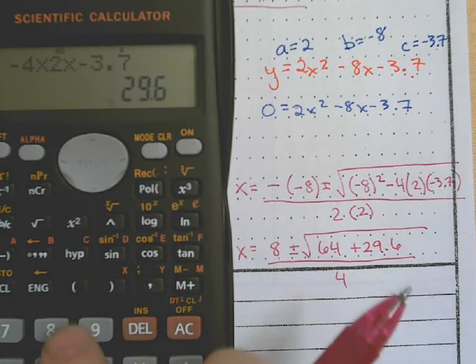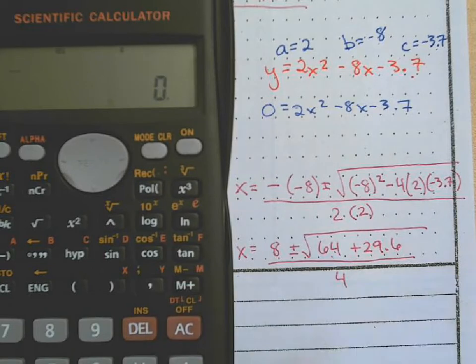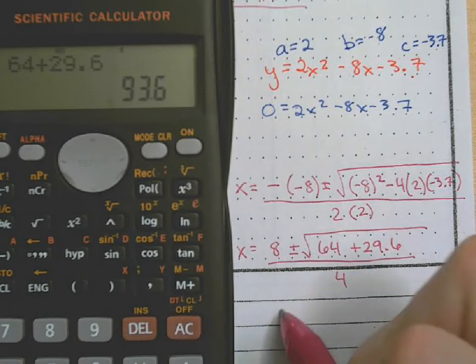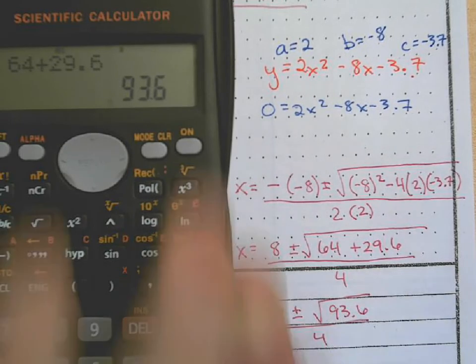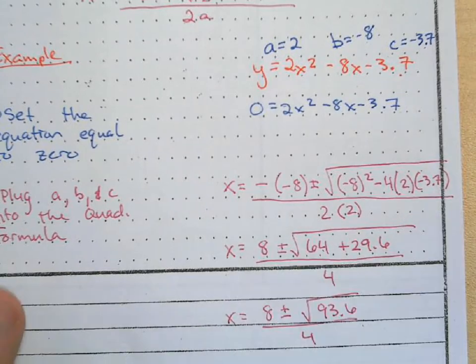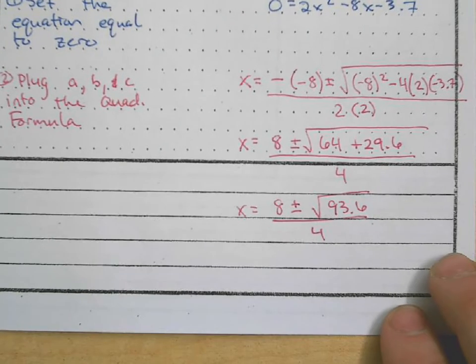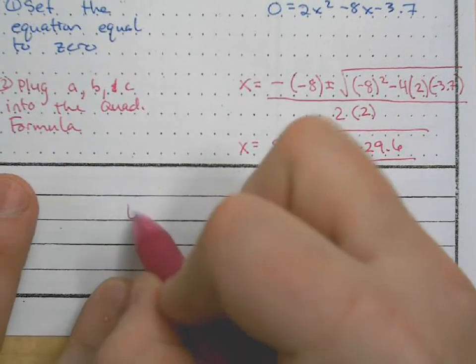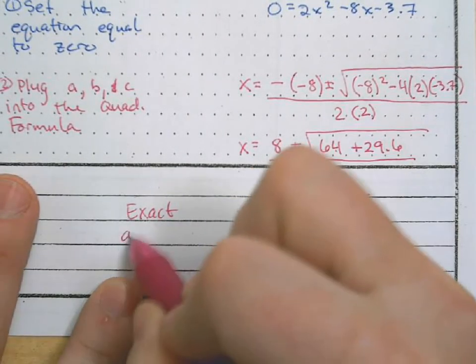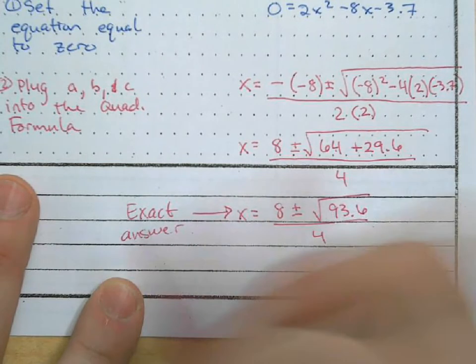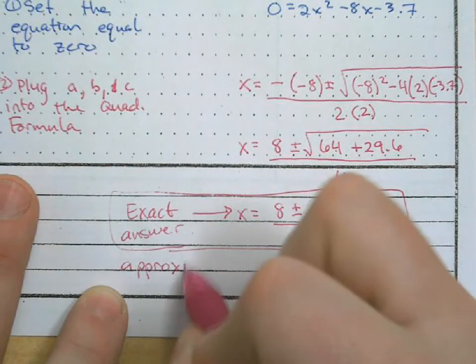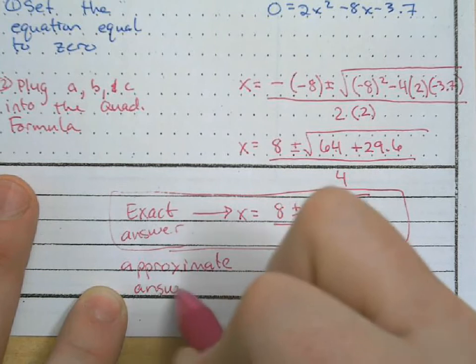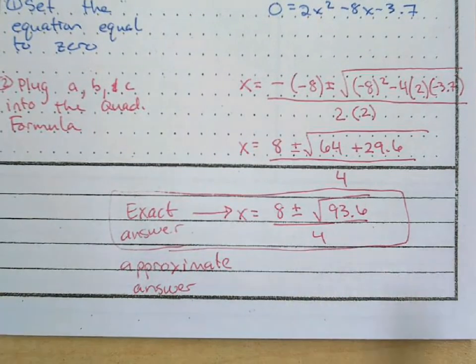Now I'll add these together, and I have 64 plus 29.6 equals 93.6. So we have 8 plus or minus the square root of 93.6 over 4. Now to get my approximate, so this is an exact answer. And then to approximate, we'll find the square root of 93.6.